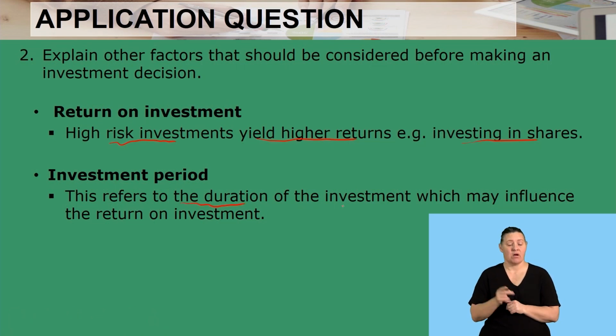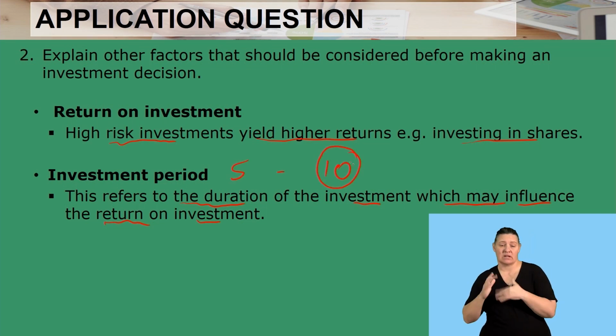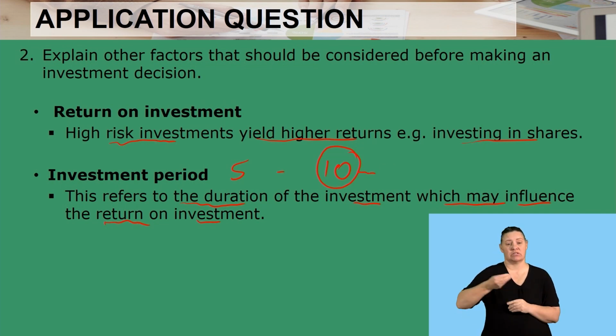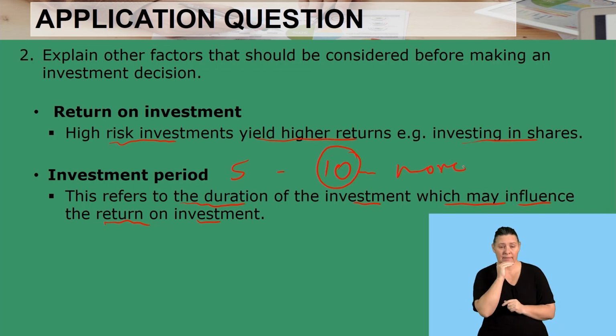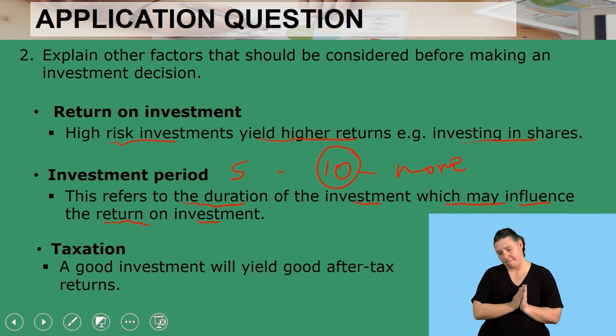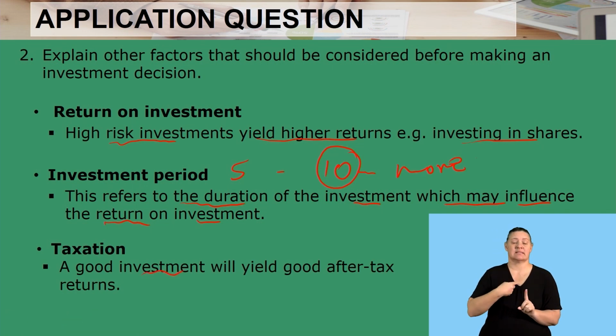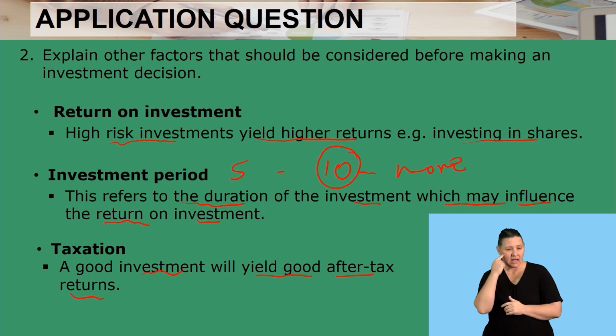Another aspect is the investment period. This refers to the duration of the investment, which may influence the return on investment. To say, if you invest for 5 years and someone invests for 10 years, the individual who has invested for 10 years will be having interest for 10 consecutive years, which will mean more because of the duration of investment. And then taxation. A good investment would yield a good after-tax return. So you should also consider the tax rates before you invest. This is you advising John to also think about taxation before he makes an investment decision.